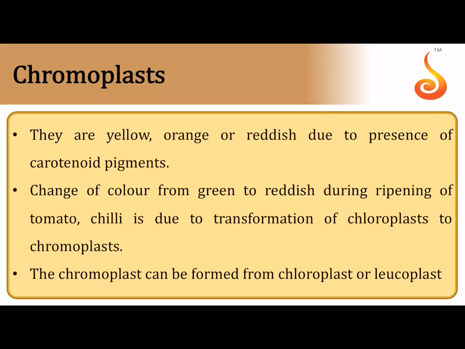Chromoplasts are yellow-orange, just like chloroplasts. They don't have grana in them. They are plastids which are yellowish or orange or reddish, and they appear colored because they contain carotenoid pigments. The color of carrot, which is the orange color, is because of the presence of these plastids, which have these yellow, orange and red kinds of colors or pigments in them.